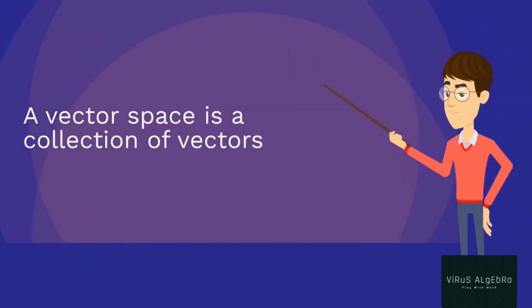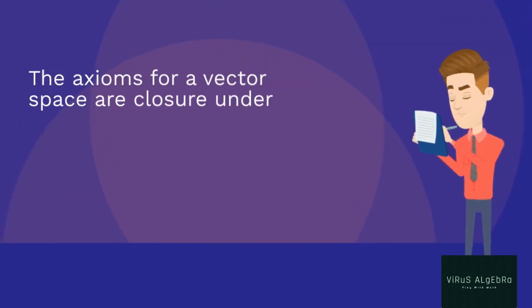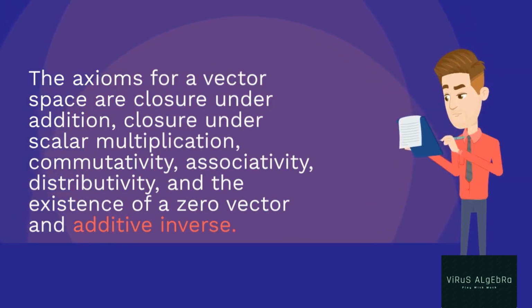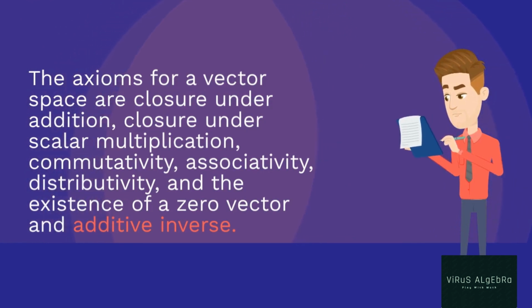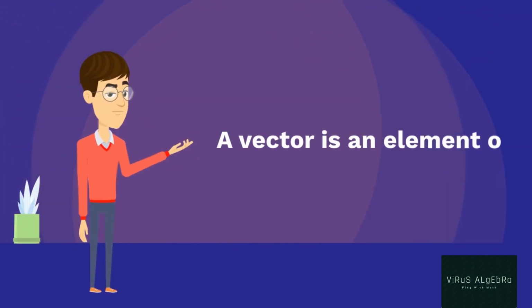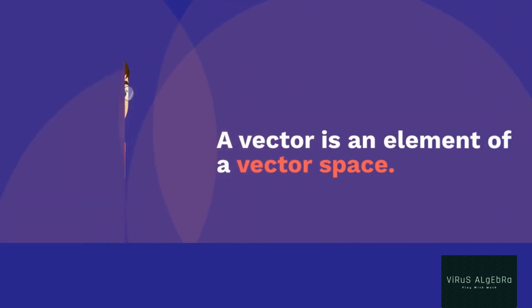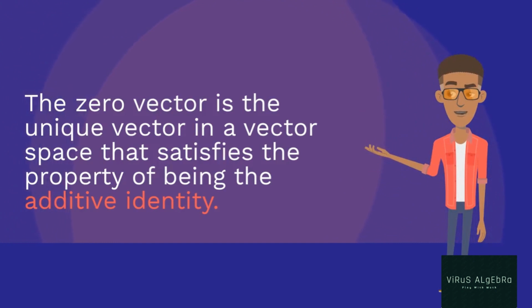A vector space is a collection of vectors that satisfy certain axioms or properties. The axioms for a vector space are closure under addition, closure under scalar multiplication, commutativity, associativity, distributivity, and the existence of a zero vector and additive inverse. A vector is an element of a vector space. The zero vector is the unique vector in a vector space that satisfies the property of being the additive identity.